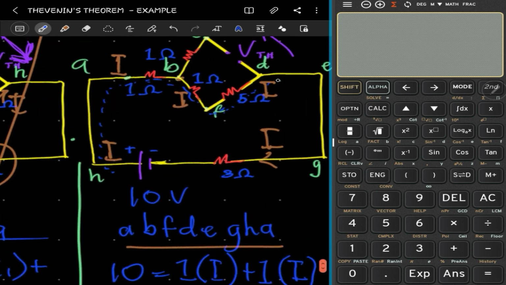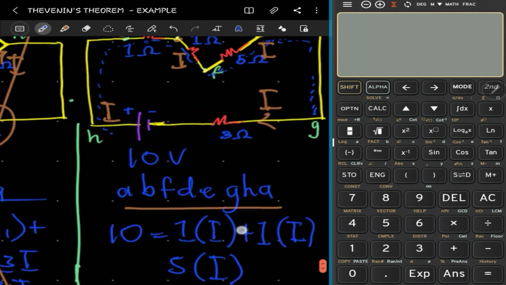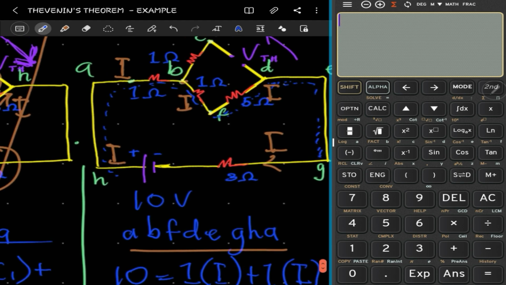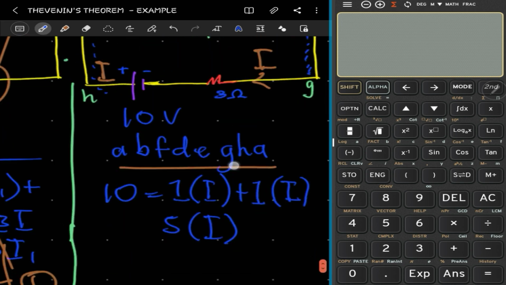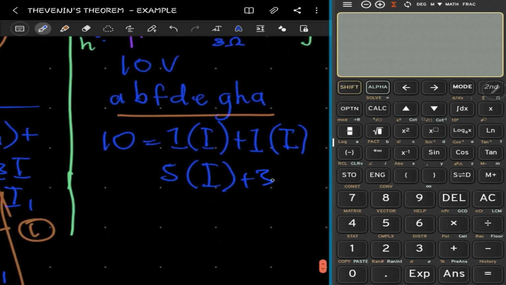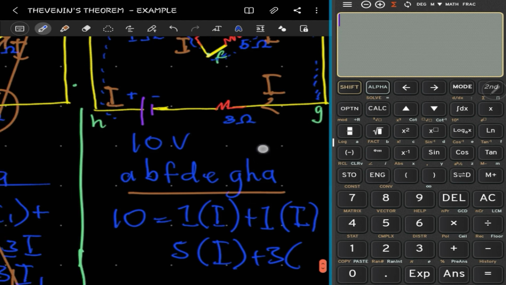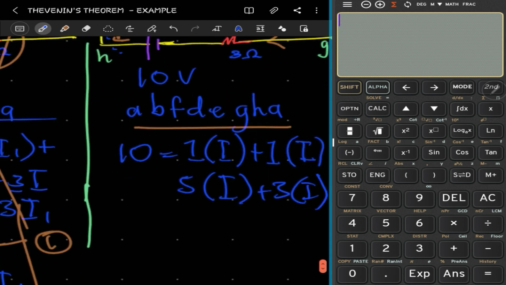Now we are moving from D, E, G, then from G to H, where we started. Yeah, we started from E. To get to the H, let's see what's happening. The only resistance there is 3 ohms, and the current flowing through it is still I.